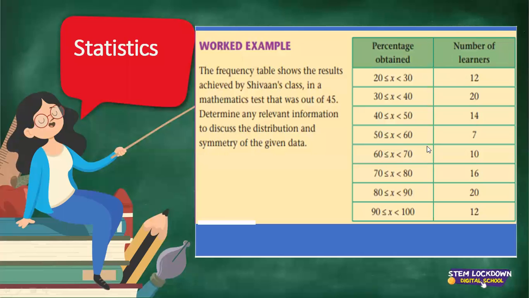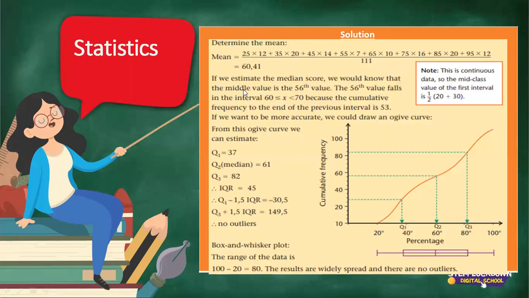It's around 50 and 60. Our mid class here is around 50 and 60. Okay, so now what do we do here? So basically what do we do here to find our median? So the same, if you estimate the median score, we would know that the middle value is 56.